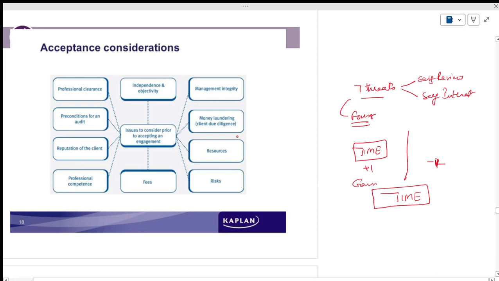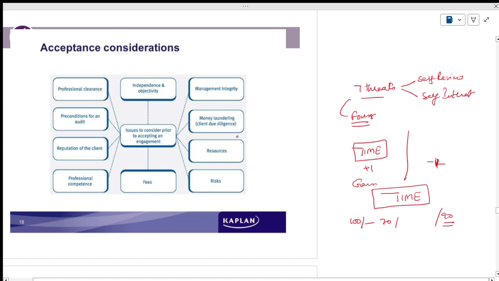You should not leave even one mark. You have to attend 100 out of 100. If you attend 100 out of 100, you will get 70. But if you attend 90, automatically you are losing 10 marks. Are you clear about this? Yeah. Now, what are acceptance considerations?